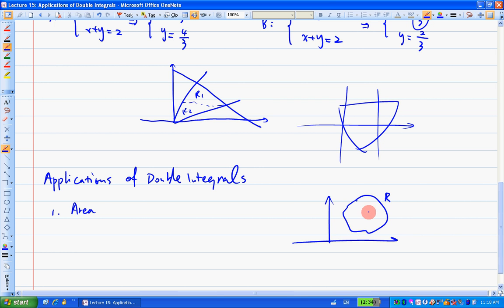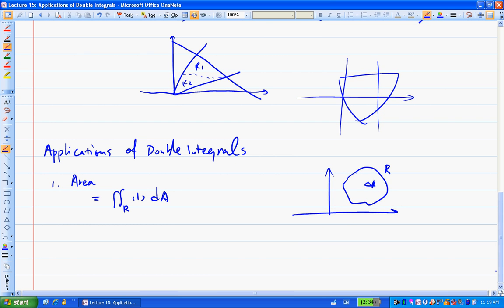Here's the region R. Here's delta A. Then the area is basically equal to the double integral where you set your f function equal to 1. Okay, so that'll basically give you the area of this region R. Right? Yeah, that's very straightforward. And I think I'm going to skip the example here. This is just too simple. Okay? Yeah. So I'm going to talk about the next one. I do have one simple example in the lecture notes.